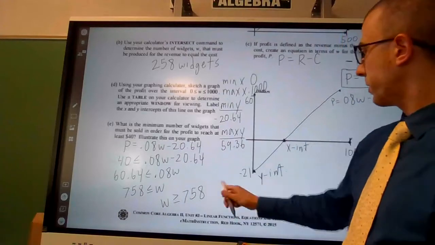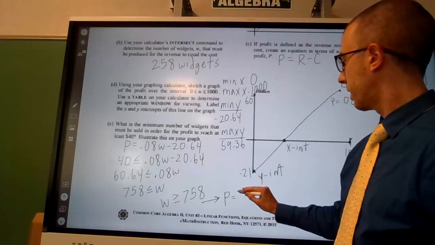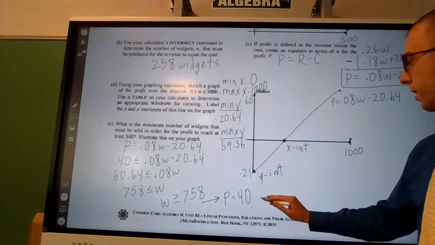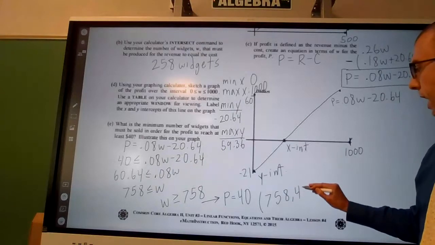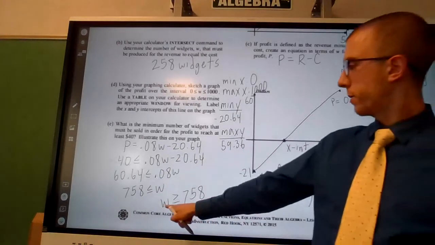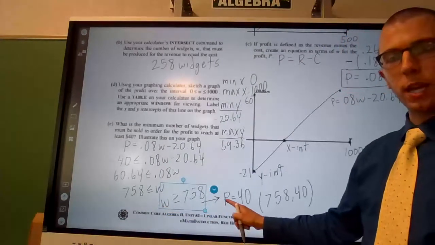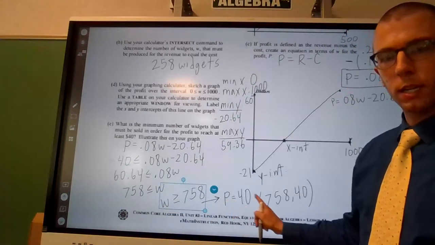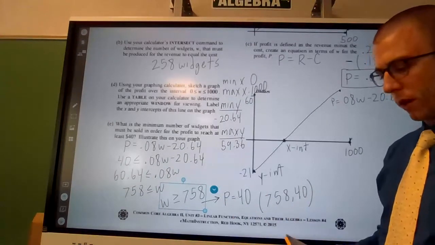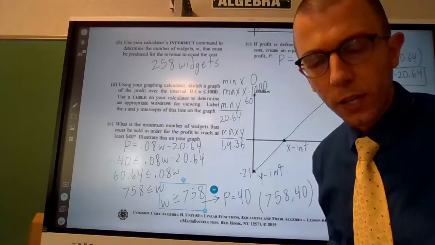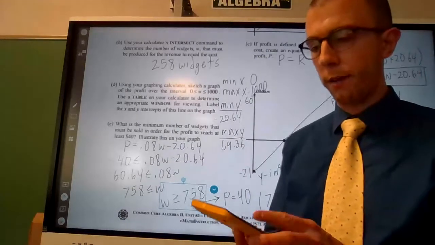Okay, so when W is 758, P equals 40. So we can write that as a point. 758 comma 40. Right? Because the widgets, W's, our X variable, are independent, and P, profit, is our dependent. So X, Y, W, P. 758, 40. And they tell us to illustrate this on our graph. So we want to label that point somewhere on our graph.